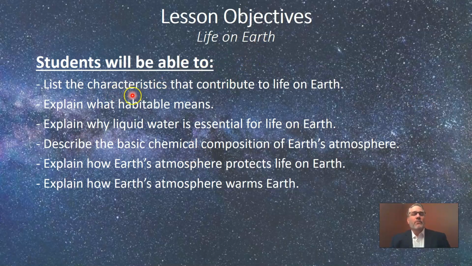So our objectives for today. First, I want you to be able to list the characteristics that contribute to life on Earth. In other words, what makes life on Earth possible? You need to be able to explain what habitable means, explain why liquid water is essential for life on Earth, and describe the basic chemical composition of Earth's atmosphere. In other words, what type of chemicals is Earth's atmosphere made from? And explain how Earth's atmosphere protects life on Earth. Finally, explain how Earth's atmosphere warms Earth.